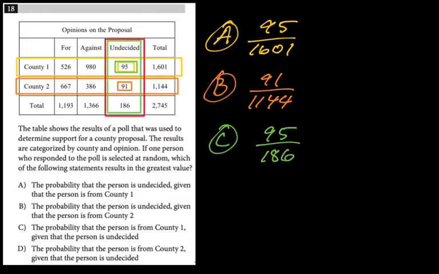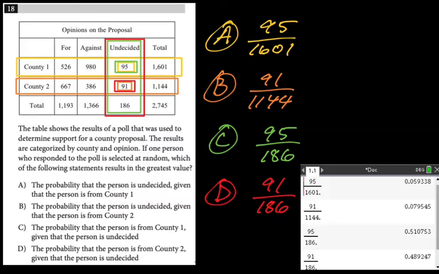And then for D, it's going to be the probability the person's from county 2, given that the person is undecided. So I've circled or boxed undecided again, and now we need them to be from county 2, which is 91 people. So we'll get 91 out of 186. Now we're looking for the biggest number, and I think you can look at these and just say that C is definitely the biggest number because A and B are very small, right? That's not a lot of people, 95 out of 1601, 91 out of whatever. Whereas C and D are both almost 1/2, and C is clearly larger than D, right? 95 is bigger than 91, and they have the same denominator. So I think C is the answer.